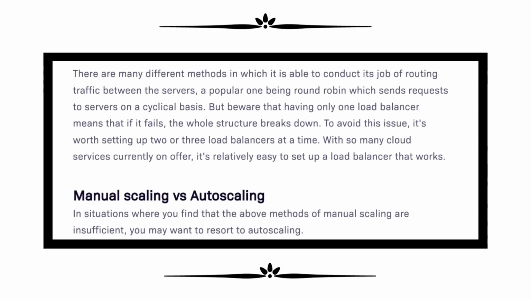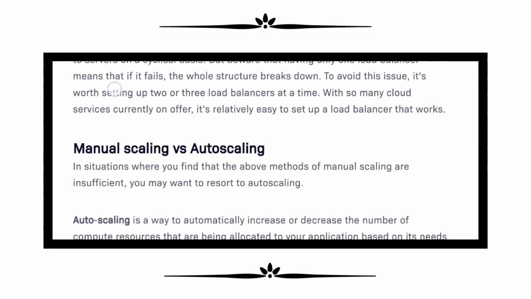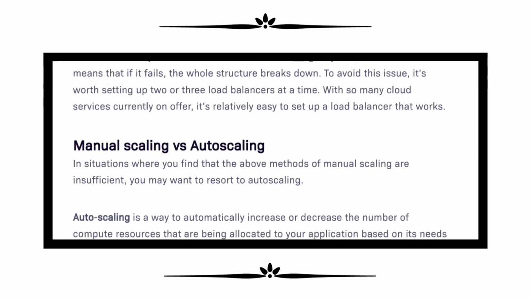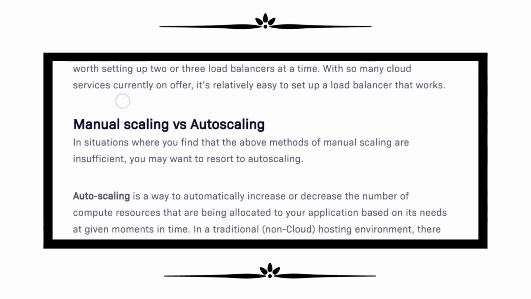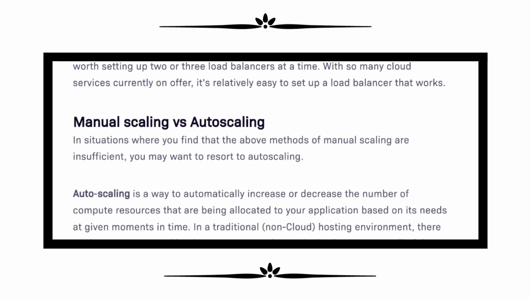There are many different methods by which it is able to conduct its job of routing traffic between the servers, a popular one being round robin, which sends requests to servers on a cyclical basis. But be aware that having only one load balancer means that if it fails, the whole structure breaks down. To avoid this issue, it's worth setting up 2 or 3 load balancers at a time. With so many cloud servers currently on offer, it's relatively easy to set up a load balancer that works.